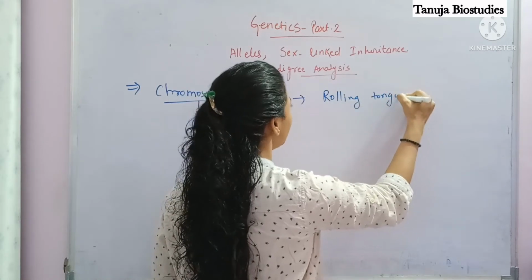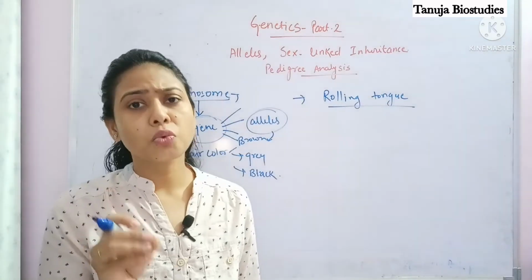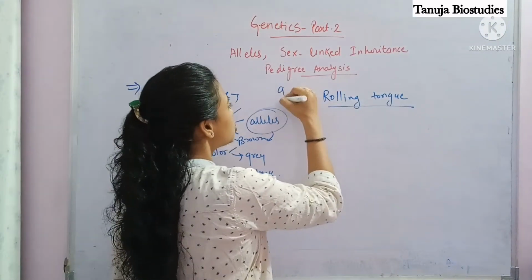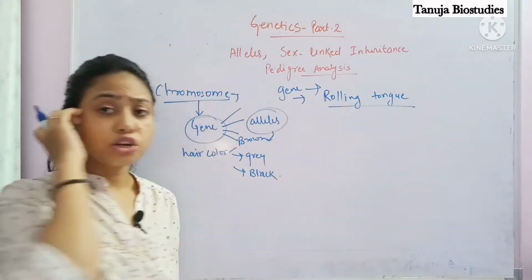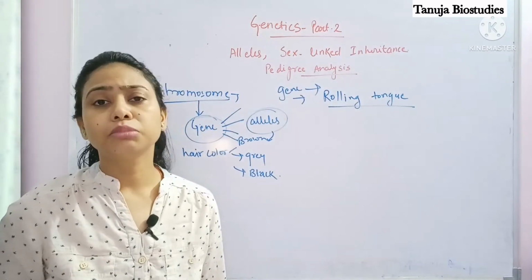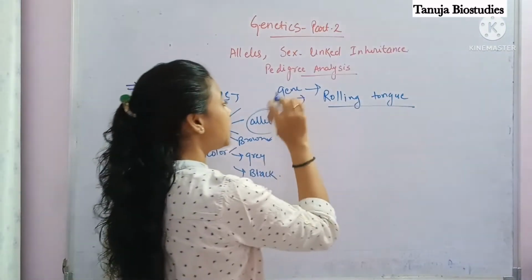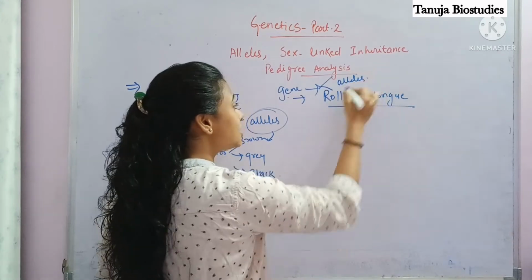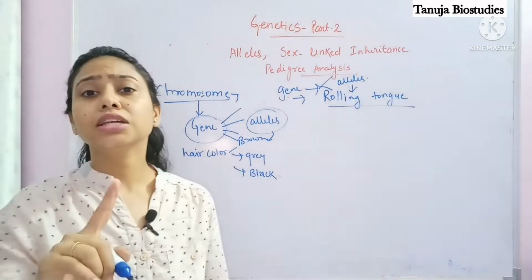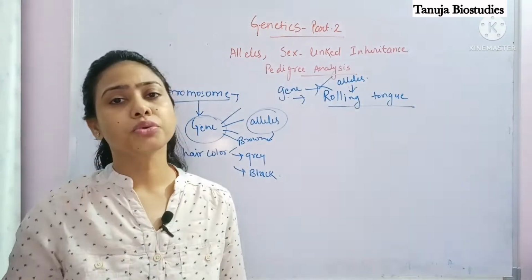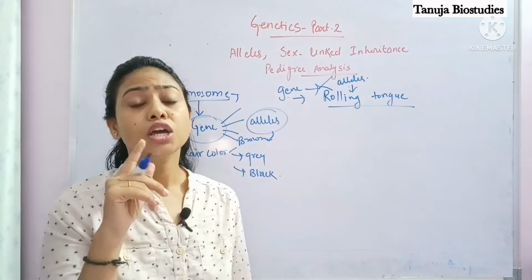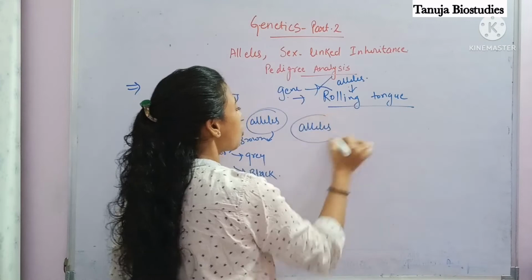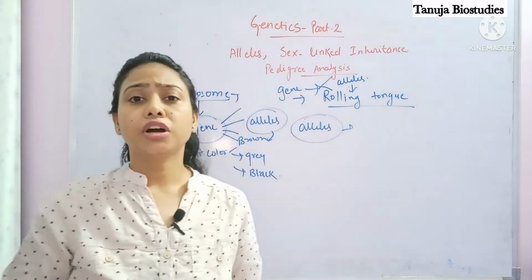Now in your book there is one example given, that is rolling tongue. This rolling tongue characteristic is also because of a particular gene. One gene is responsible for this kind of character, but some people are not able to roll their tongue. It means that the gene has two forms or two kinds of allele. One allele is responsible for rolling tongue and another allele is responsible for non-rolling tongue. Clear? Understood?